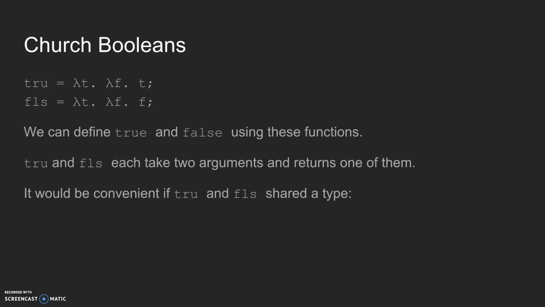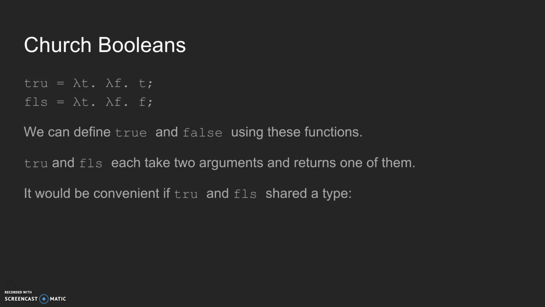So first, we're going to start with church booleans. We can define true and false using these functions above here. True and false are functions that each take two arguments and return one of them. True returns t, and false returns f.